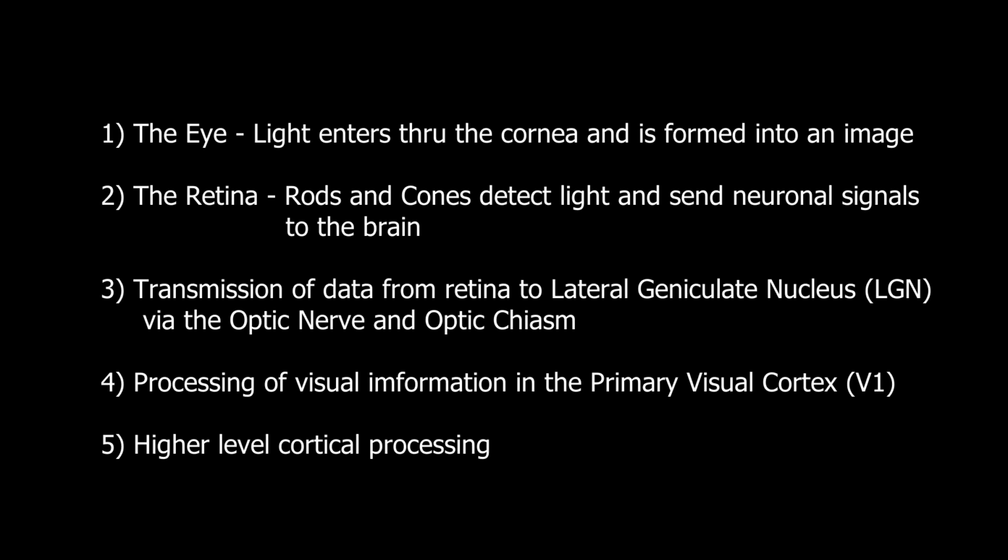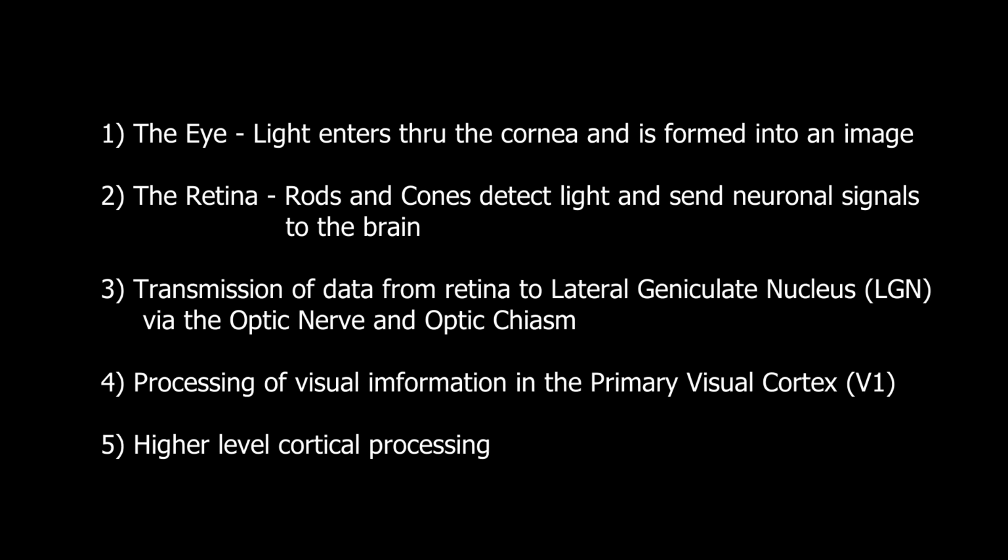But in the eye itself, no visual processing occurs, it just forms an image. The second stage is the retina. Now, the retina is actually part of the eye, but I think it's useful to separate it. The retina includes the rods and cones that actually detect light and convert it into neuronal signals that the brain can understand. There's some interesting biochemistry we'll look at there in terms of how that occurs.